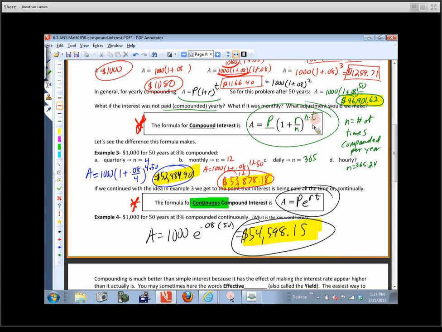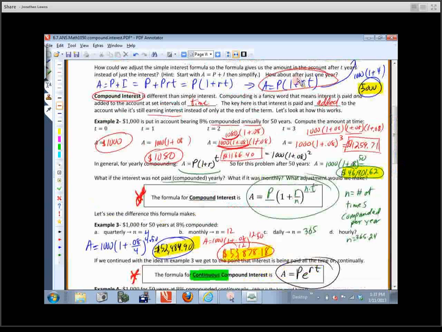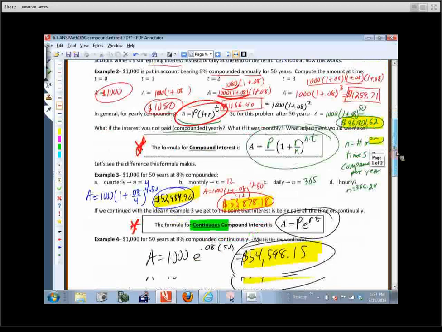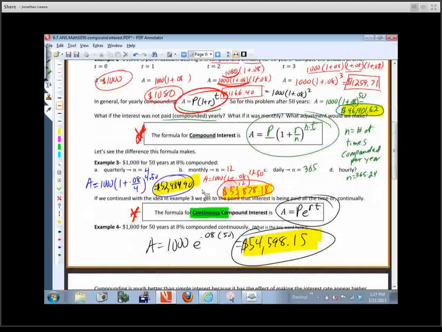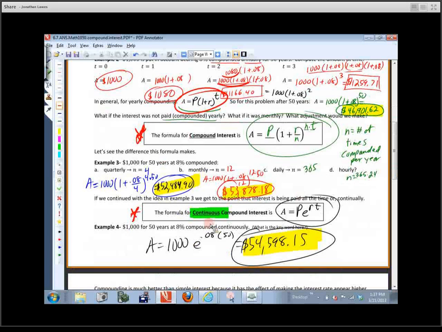So the only adjustment we have to make on our formula, this one right here, is we're going to divide the interest rate by n, and we're going to multiply the time by n as well. So we went through and did several examples where we compounded quarterly, monthly, daily, hourly. We could do it per minute and so forth. And the idea was we could get to a point where we're continuously paying interest.